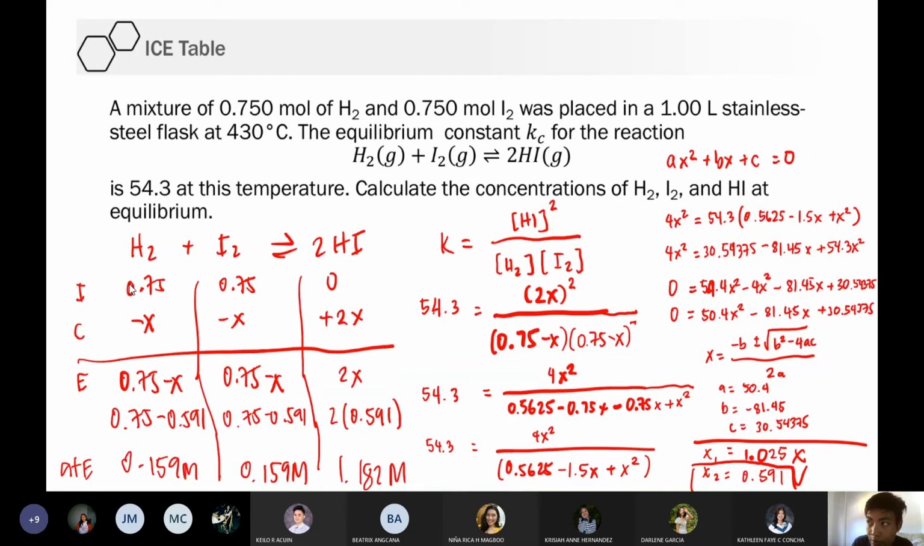Again, you construct the ICE table, determine where the reaction is going, and whatever your E is, plug it into the K expression. After plugging in your E expressions into K, you solve for the value of x. And this is the lengthy process because it involves algebra. Once you were able to determine the value of x, you go back to your ICE table and plug in the value of x, so you will get the equilibrium concentrations.